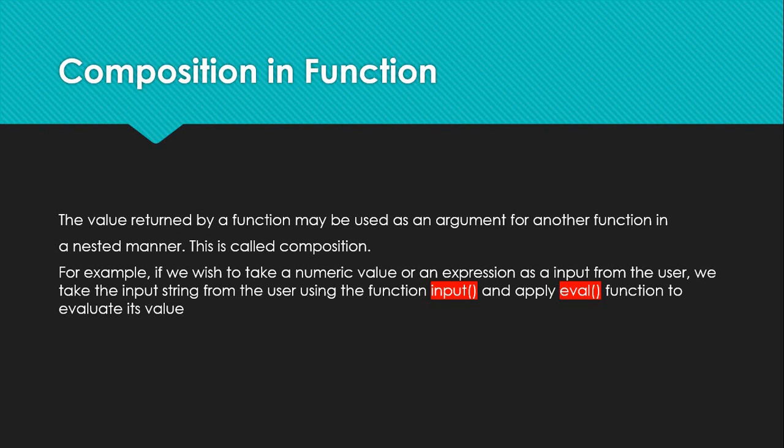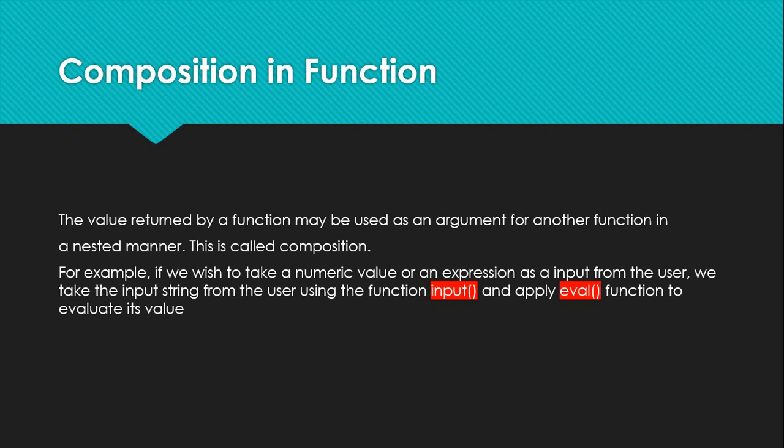And compositions, we've been using quite often in our programs. Whenever we're using an input function, we use this input function along with the int function to convert the string into an integer. So the output of this input function becomes an argument for the int function that we're going to use. Now look at the example that is given there.